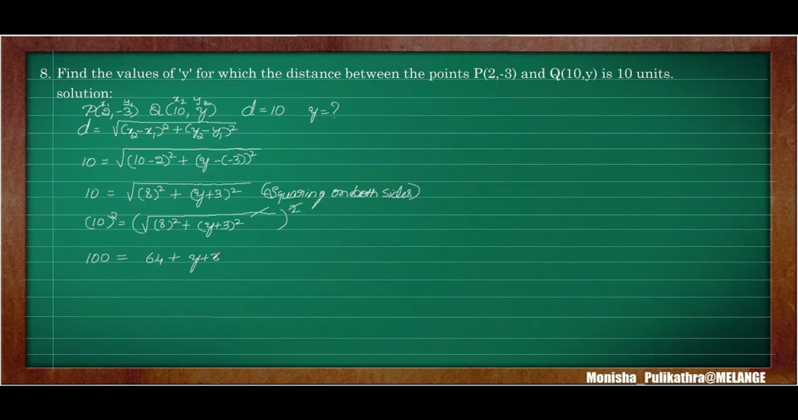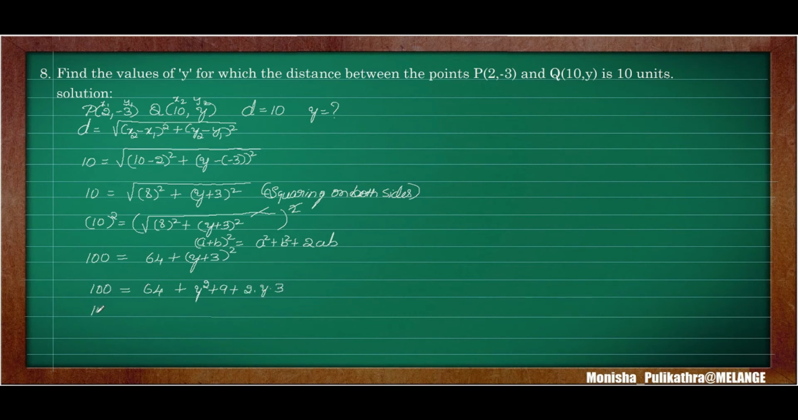whole square. Here this y plus 3 whole square is also in the a plus b whole square formula. So a plus b whole square is a square plus b square plus 2ab. So we need to expand that. So 100 is equal to 64 plus y plus 3 whole square, that is y square plus 3 square, which is 9, plus 2 into y into 3.